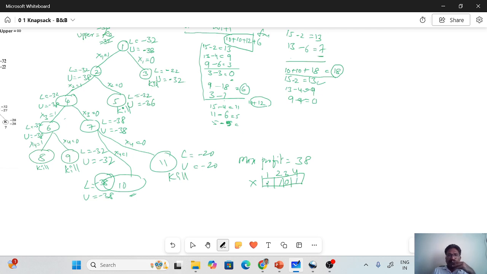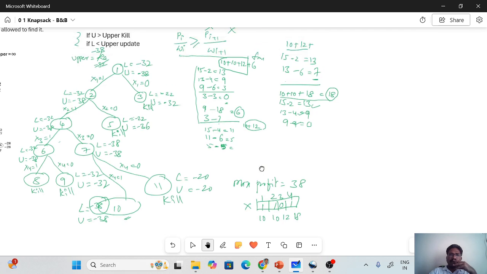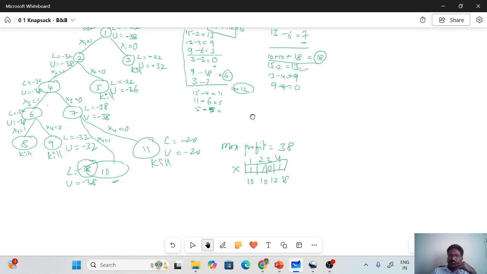Now check it. What are the profits? 10, 10, 12, 18. What are the weights? 2, 4, 6, 9. That means the third item is not included in our knapsack. What is the total profit it gives us? 10 plus 10 plus 18, 38. Yes. What is the knapsack weight? 2 plus 4, 6, plus 9, 15. Our knapsack capacity is 15. We are getting the profit as 38.